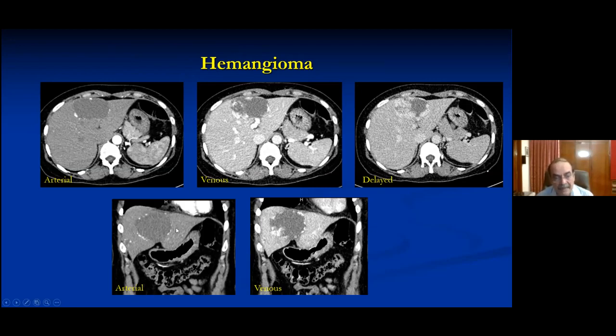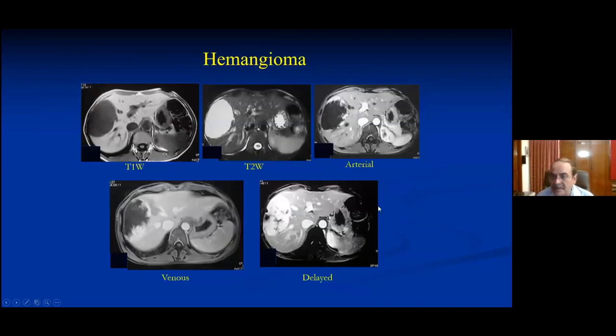So remember, make a mental picture of this peripheral, nodular, discontinuous enhancement in the lesion, which has a centripetal progression, retains contrast on the delayed image. There is no washout at all. These are the typical features of a hemangioma. This is the MR appearance of a hemangioma.